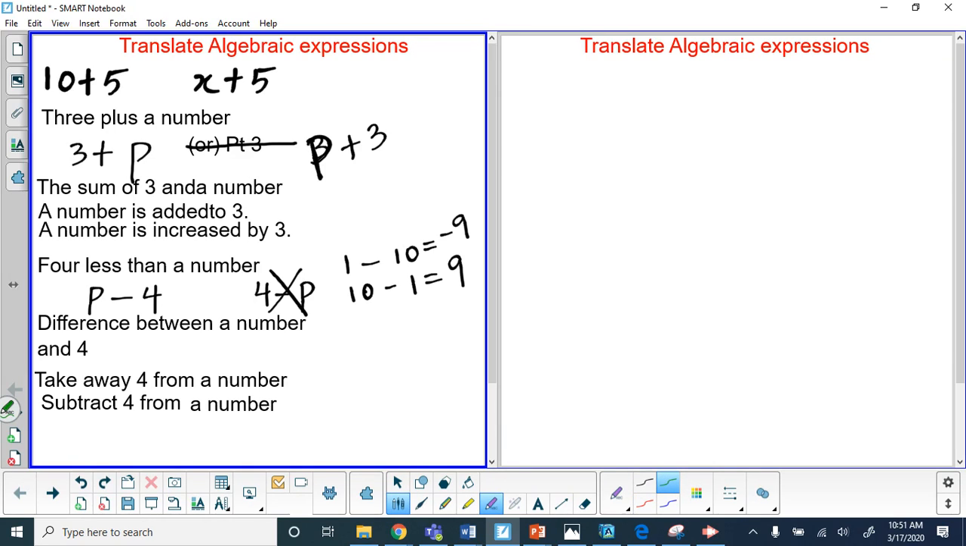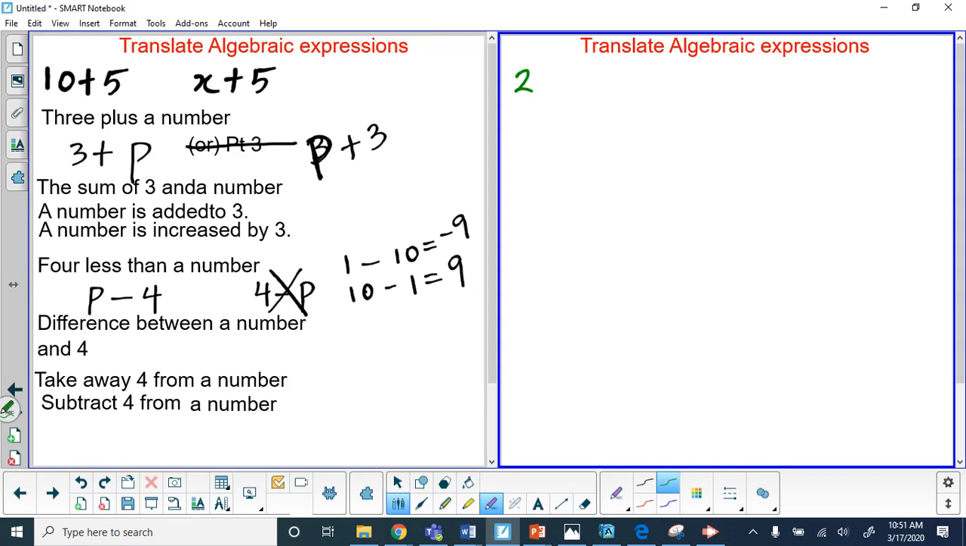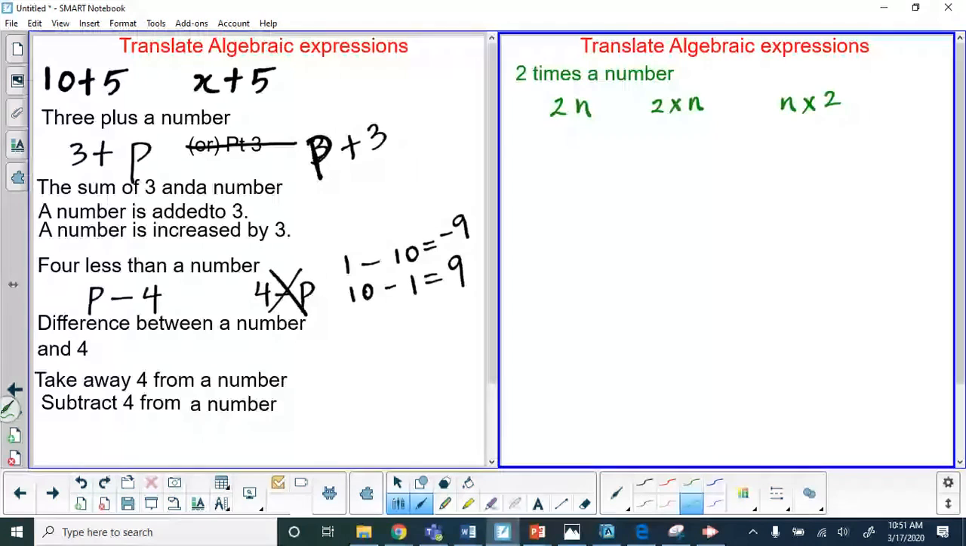What if we have 2 times a number? Yes, 2 times a number can be translated to, I'm using n, 2n. If you want to write 2 times n, that's also right. Or if you want to write n times 2, that's also right. But most commonly, it's written 2n. This is the best expression, 2n.